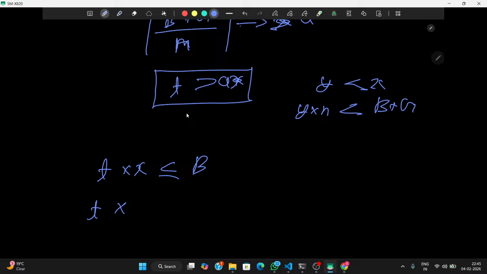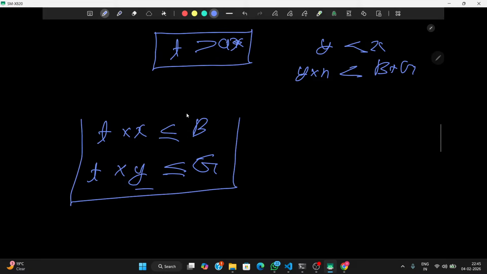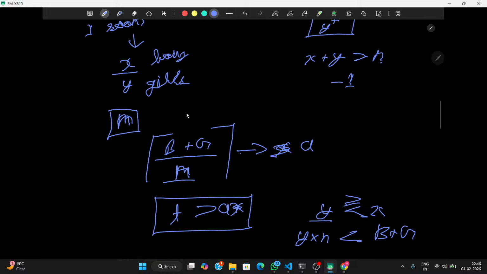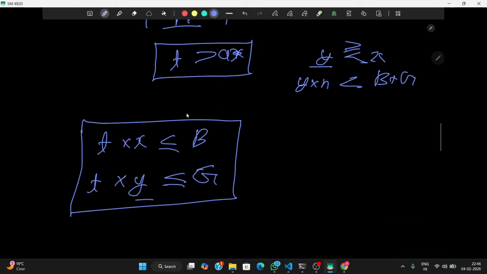Similarly, in every room there should be at least y girls. And this number should also be less than or equal to g, since we have only g girls available. Now, these are the two required conditions that should be met. If these conditions are true, then we can simply accommodate all of the people in y rooms. Also, it is given that y is greater than or equal to x, to satisfy the third condition that only n people can be accommodated in one single room.